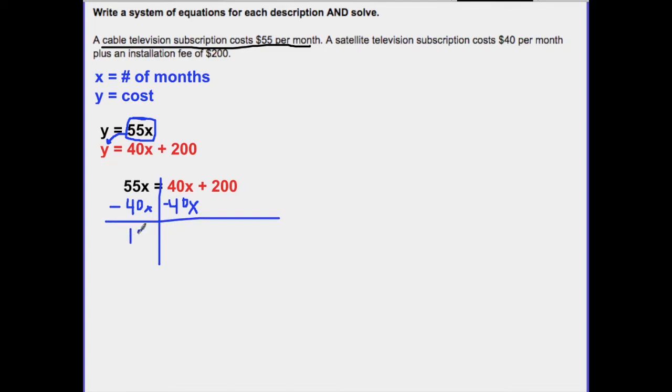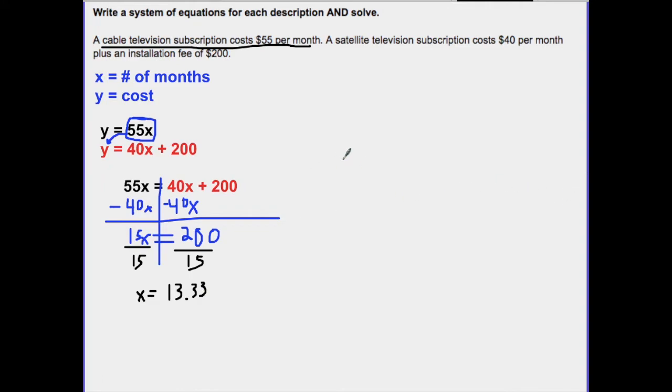So here we're going to have 15x equals what's left over here, 200. All right, and then we're going to have to divide. So divide by 15. And I'm actually going to get 13 and a third. So we're going to round that to 13.33. So that's how many months we have for these to break even.